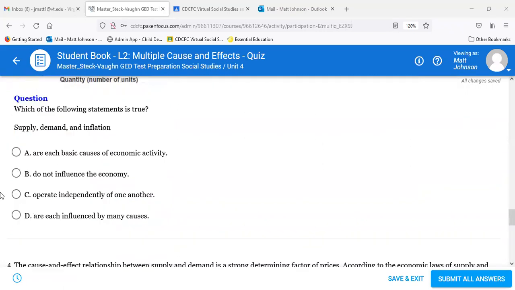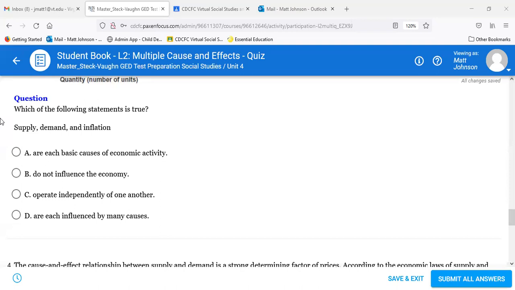Supply and demand. The question, which of the following statements is true? Supply, demand, and inflation. A, each basic cost of economic activity. B, do not influence the economy. C, operate independently of one another. D, are each influenced by many causes. D.